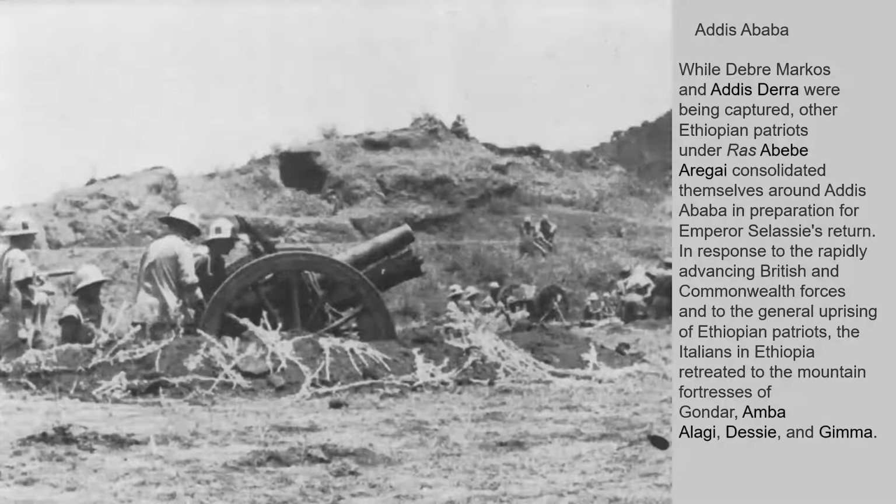So Addis Ababa. While Debre Marcos and Addis Dera were being captured, other Ethiopian patriots under Ras Abebe Aregai consolidated themselves around Addis Ababa in preparation for Emperor Selassie's return, pushing against the Italian-backed forces. In response to the rapidly advancing British and Commonwealth forces and to the general uprising of Ethiopian patriots, the Italians in Ethiopia retreated to the mountain fortresses of Gondar, Amba Alagi, Jimma, and Gima.